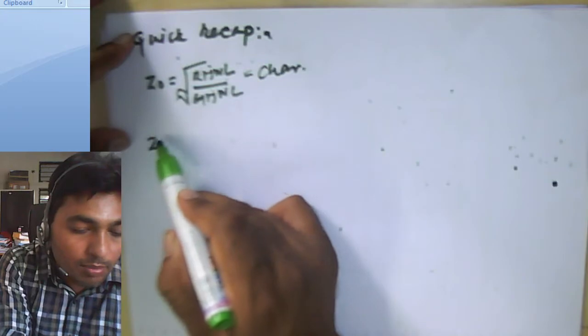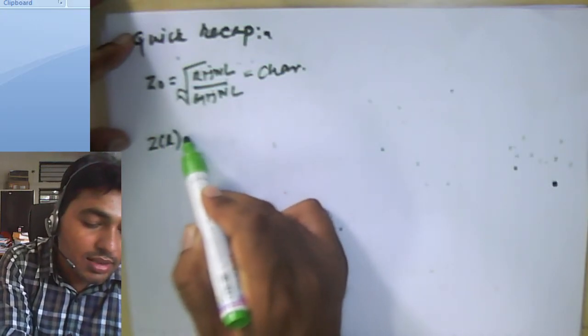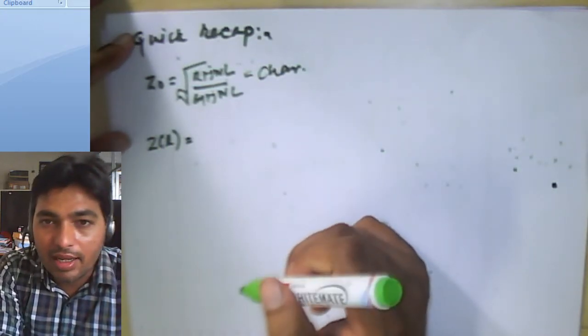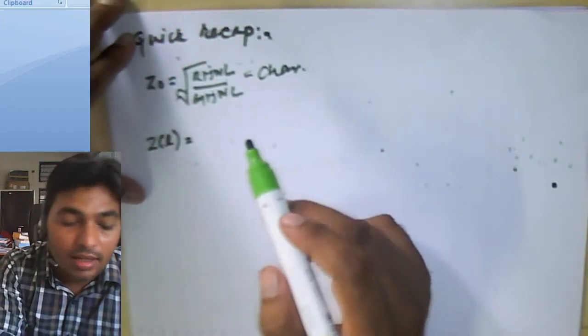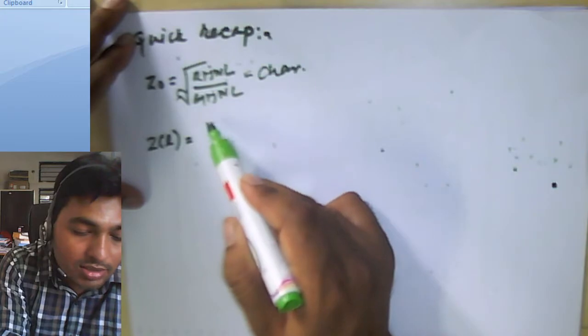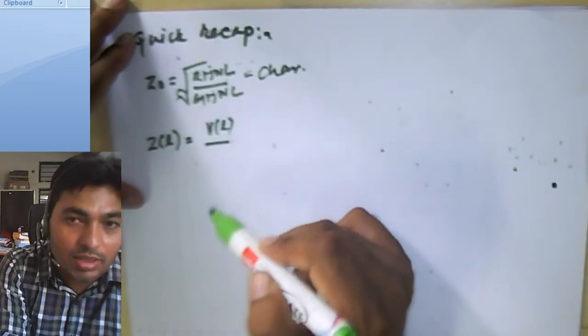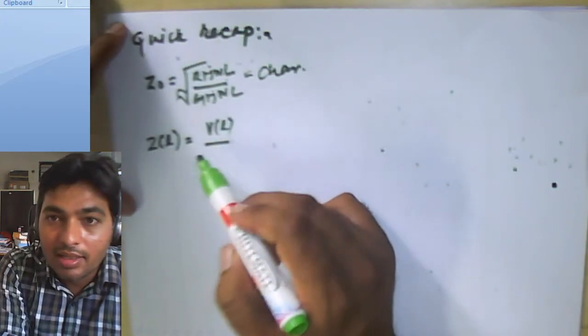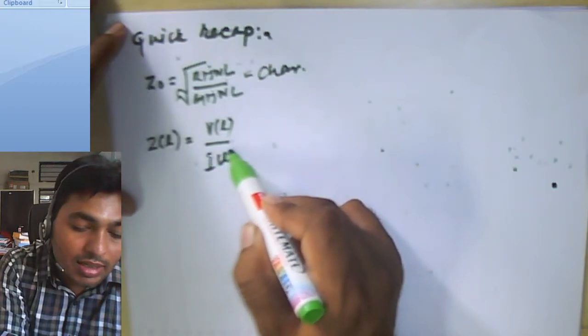equations in terms of impedance, and that is the impedance of a transmission line at any point L in the transmission line, and that we have seen will be the ratio of voltage at any point on a transmission line divided by current at any point on a transmission line.